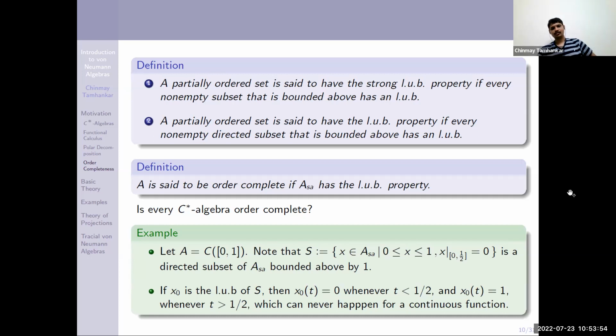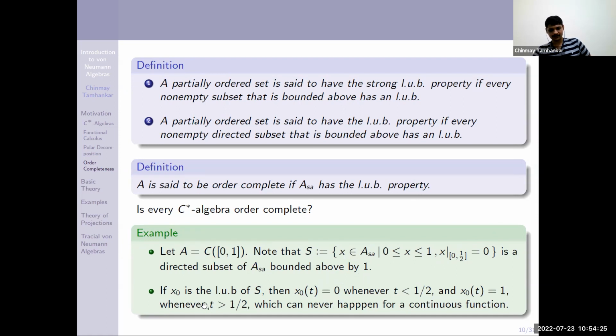Let S denote the set of all functions in C[0,1] which are between 0 and 1, and such that restricted to the interval [0, 1/2], this gives 0. So take the set of all such continuous functions. Then you can easily see that it's a directed subset of the partially ordered set, which is bounded above by 1. But this set S fails to have an LUB.